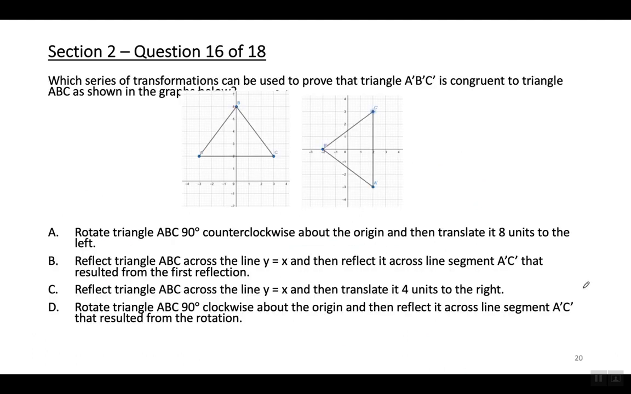All right, number 16 here, another tough one. It says which series of transformations, I messed it up here and I put this picture. All right, that I could fix really fast. Let me fix that.